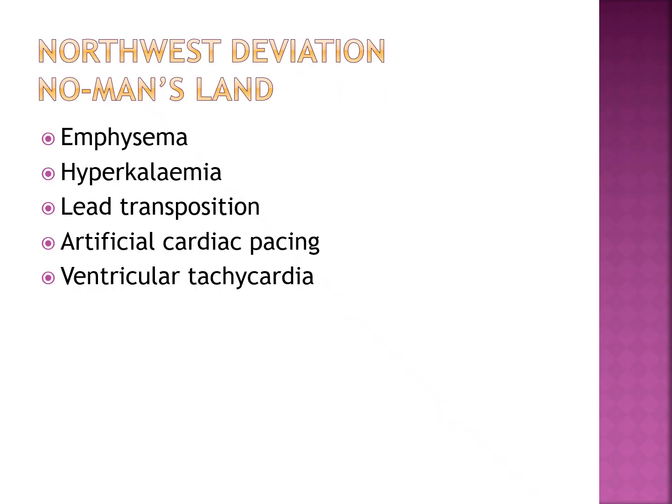Then we have this thing called a northwest deviation, or no man's land. It's not going left, it's not normal, it's not going right, it's going way off in some other direction. That's usually due to pacemakers or lead transposition, where the leads aren't in the right place. That's why it's always important to look at AVR. Emphysema too, but a lot of times you'll see it in patients with hyperkalemia. The most common causes I see are pacemakers, lead transposition, and hyperkalemia.